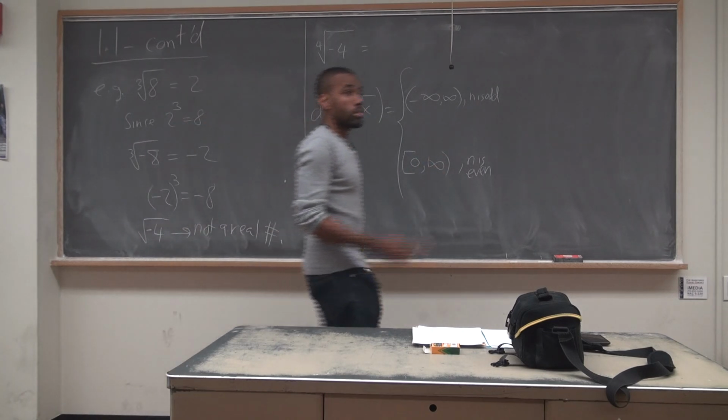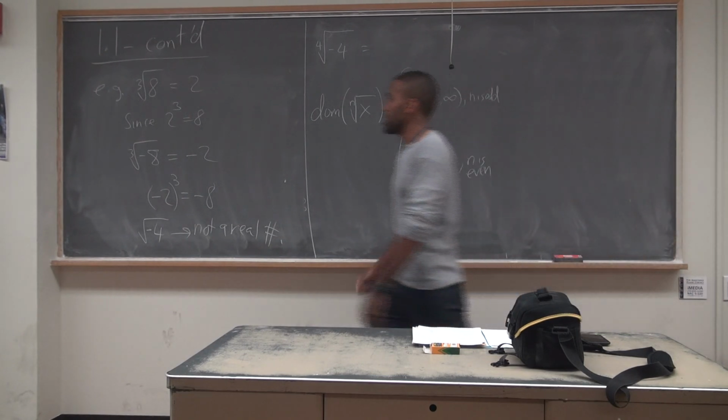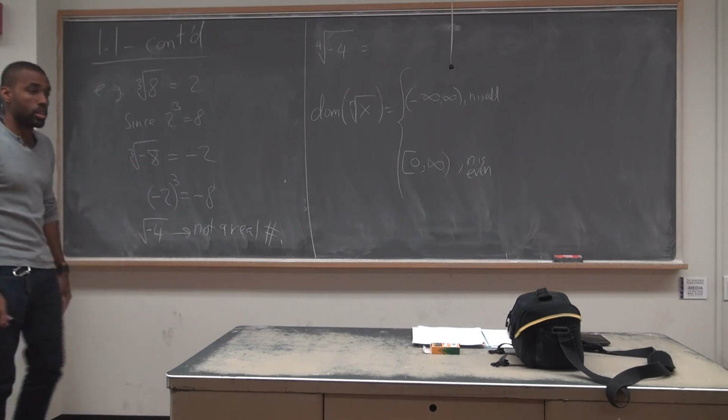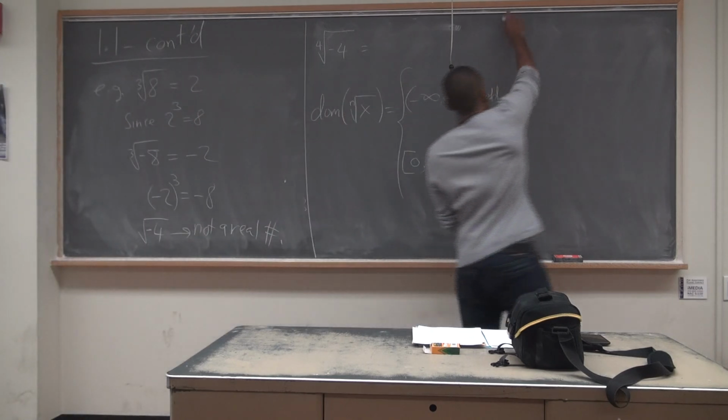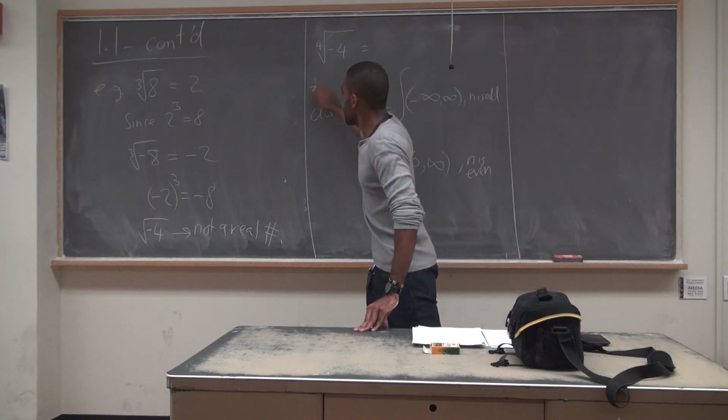So you can only put a negative number under a root when it's an odd radical, because odd powers can achieve negatives. Even powers can't. Okay? So that's a very important thing to know about radicals.